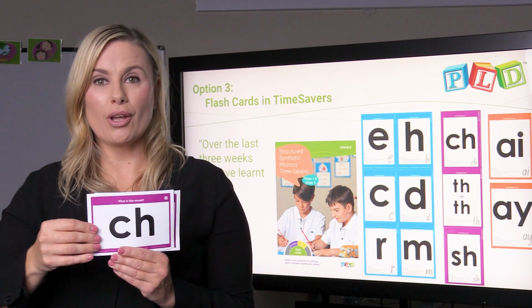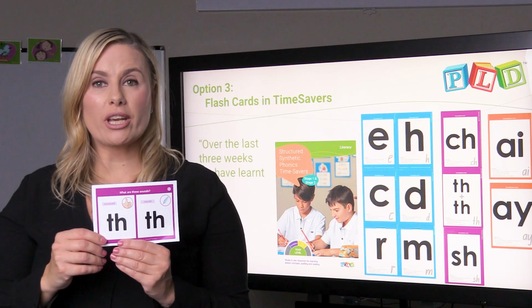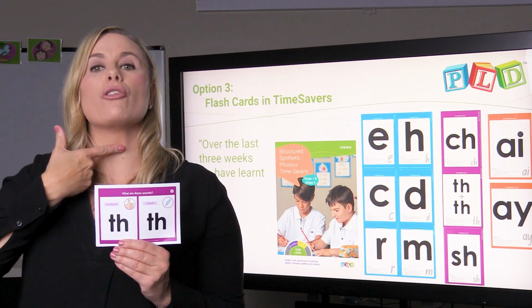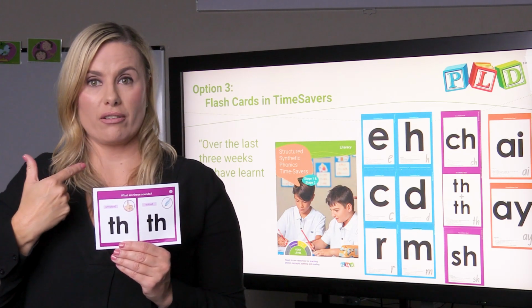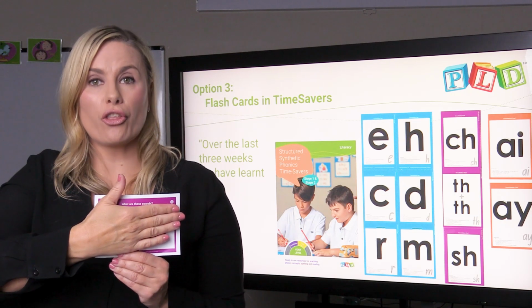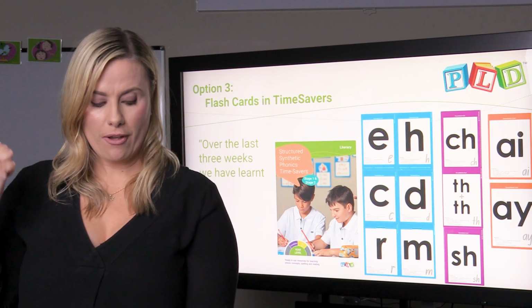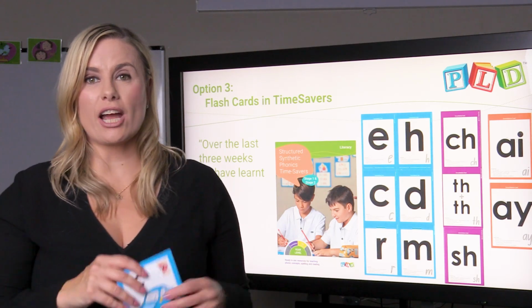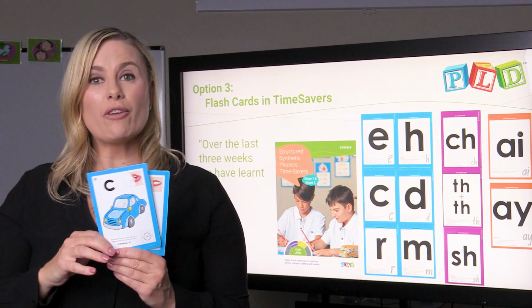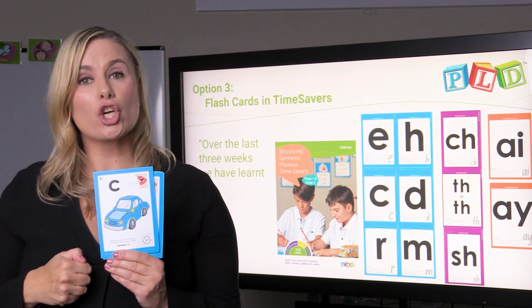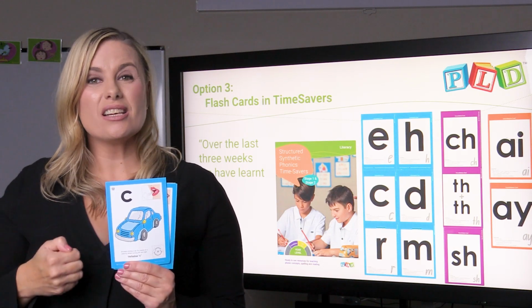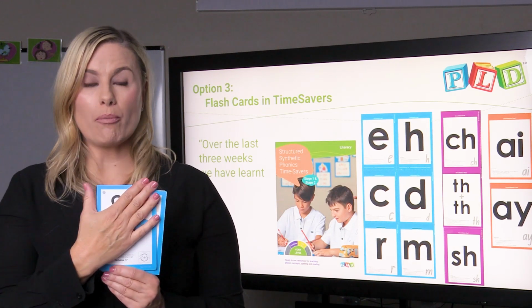Check. Finally, group 2, you've been looking at th as in thumb and th as in feather. Sound and write th on your whiteboards. Go. Check. Finally, group 3, we've been revising our group 2 alphabet sounds. We've been learning that C makes the sound k as in car. Sound and write k on your whiteboards. Go.